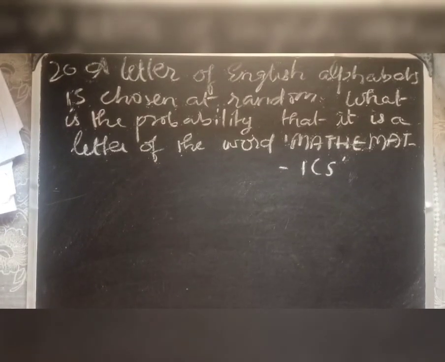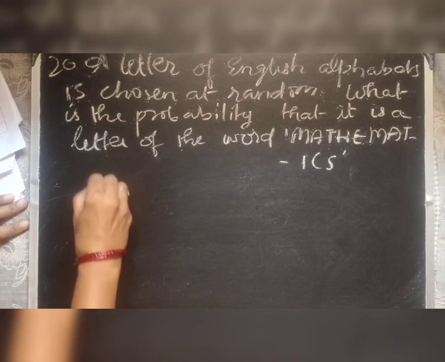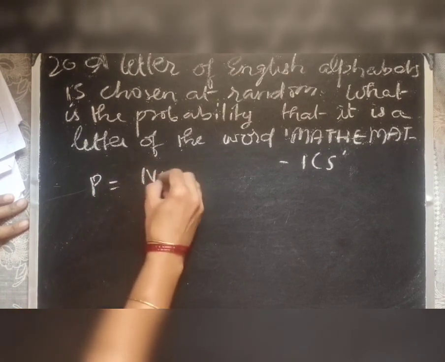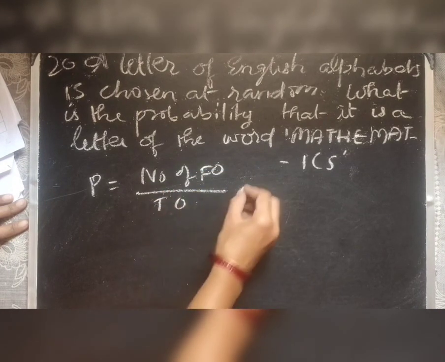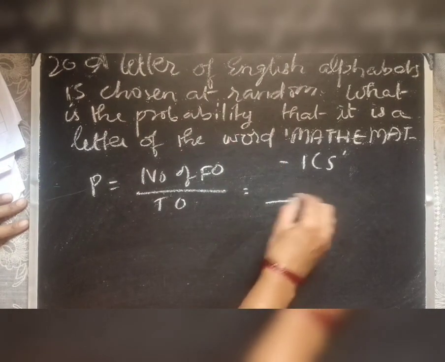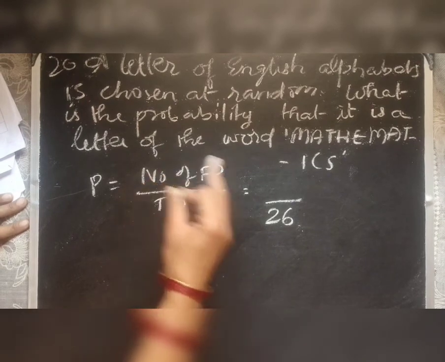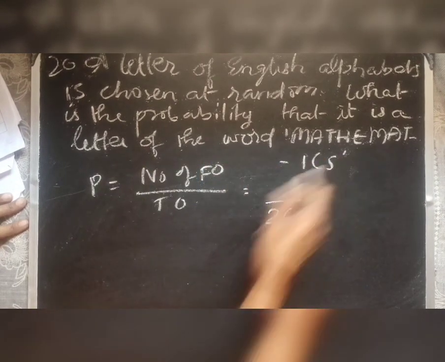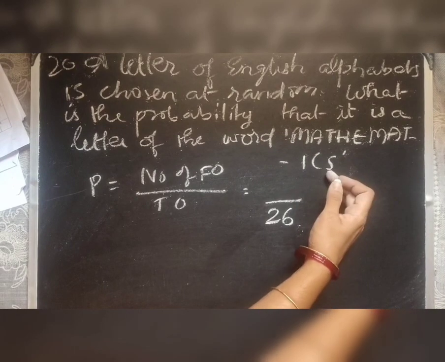A letter of the English alphabet is chosen at random. What is the probability that it is a letter of the word mathematics? So now we know that probability is nothing but number of favorable outcomes by the total number of outcomes. So here what we should get? A letter of the English alphabet. So total number of alphabets is 26, and we are asking about the probability that it is a letter from the word mathematics. So first we will be seeing if there are any repetitions over here.